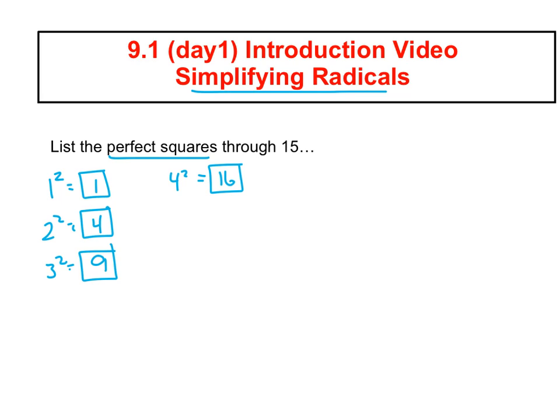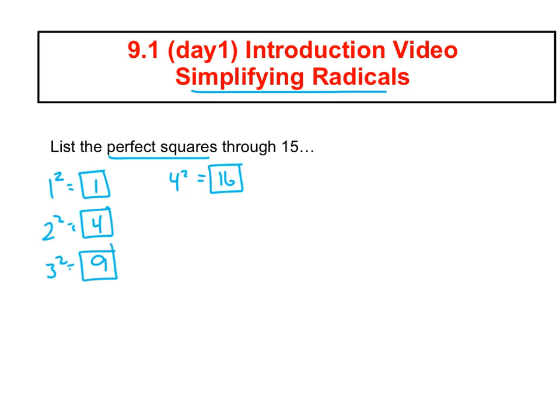So basically, if you square a number, the result is a perfect square. Another way to look at it is all of your perfect squares, you can take the square root of them. So we have the square root of 1 is 1, the square root of 4 is 2, the square root of 9 is 3, the square root of 16 is 4.